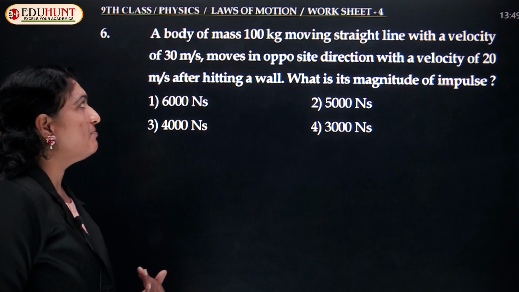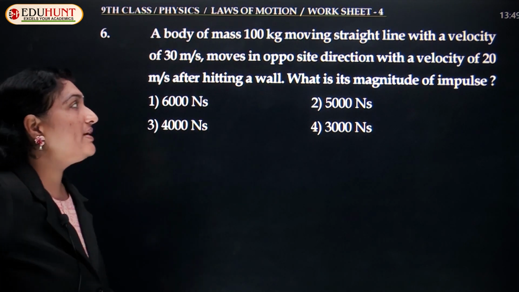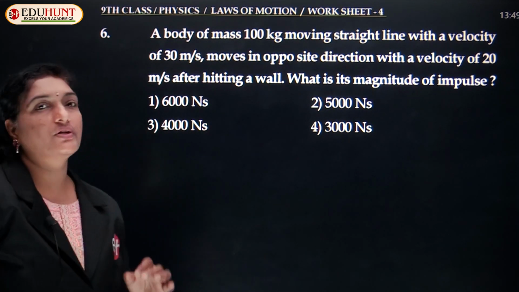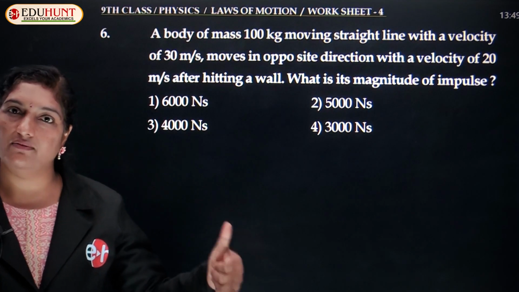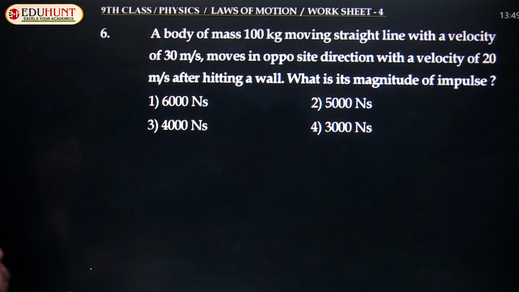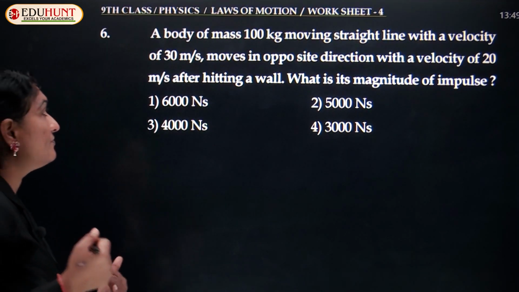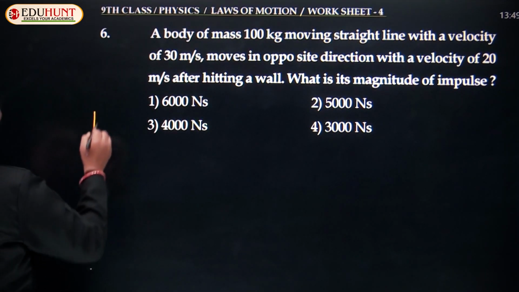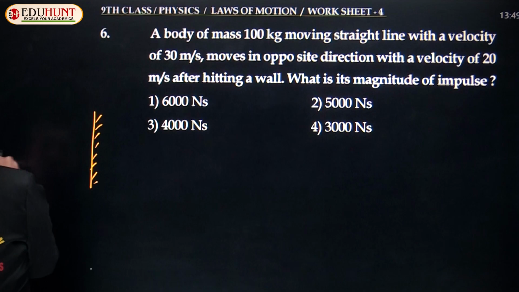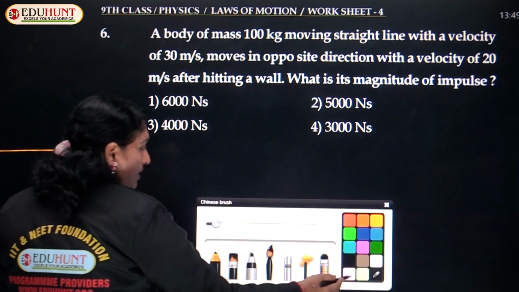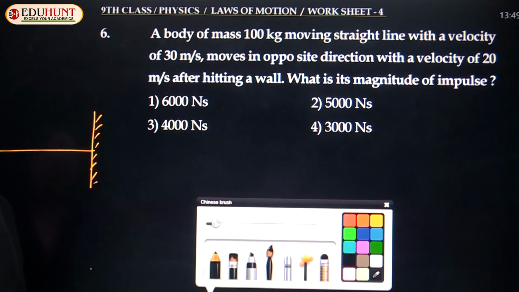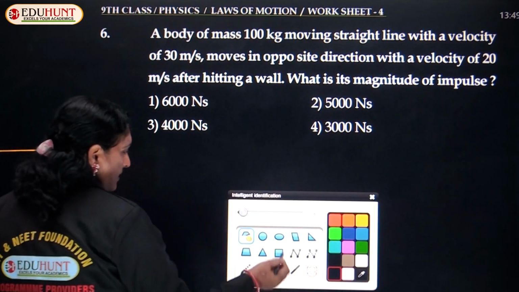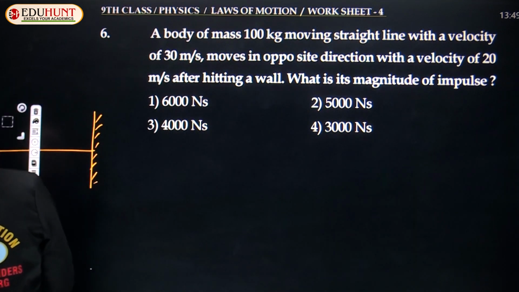Sixth one, a body of mass 100 kg moving in a straight line with a velocity of 30 meter per second. Mass is given, velocity is given. Moves in the opposite direction with a velocity of 20 meter per second after hitting a wall. So let us try to visualize this. A wall is there and this is a straight line. Now what was given is that a body of mass 100 kg is moving in a straight line with a velocity of 30 meter per second. So the ball is there.